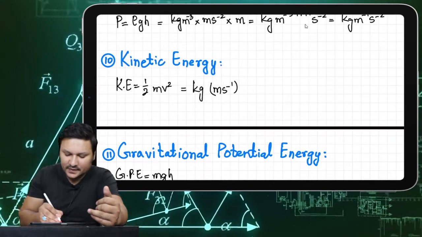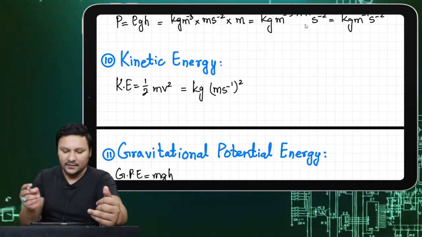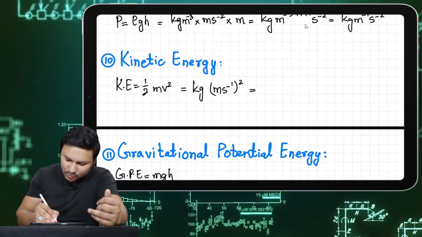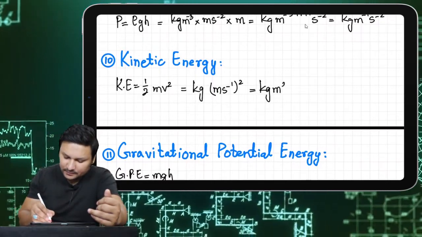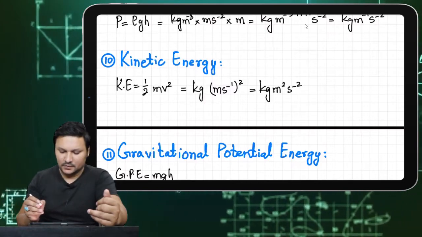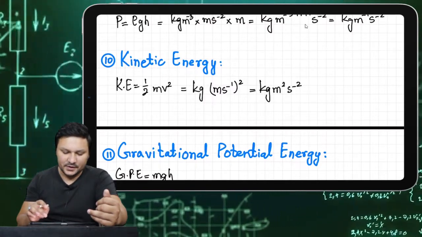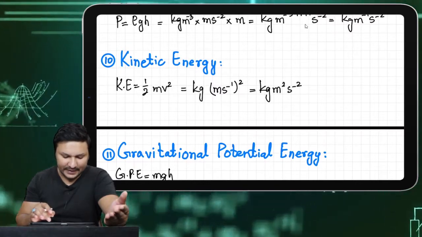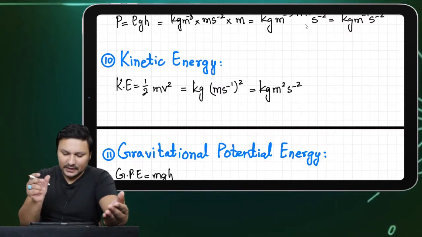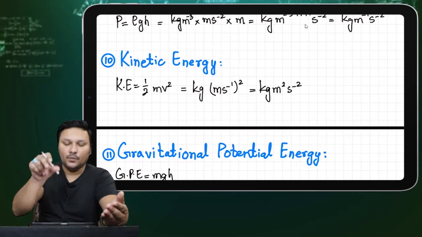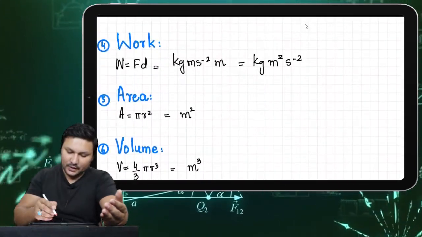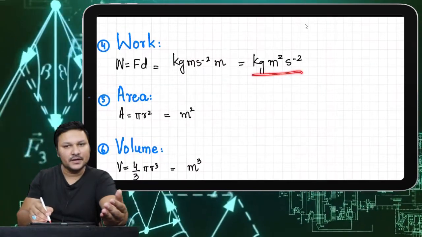Of course, square is given. So I will put square and distribute the square in meter and s minus 2. So kilogram meter square s minus 2 is the final base unit of kinetic energy. Let's just compare this unit with work, kg m square s minus 2. And you can see here kg m square s minus 2.